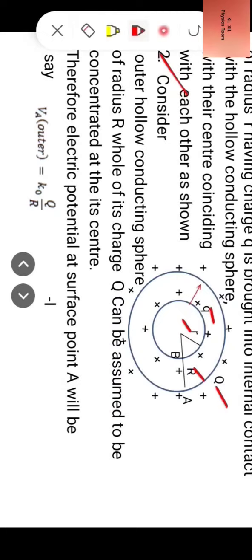Therefore, electric potential at surface point A will be, say, VA outer equal to K naught Q by R. Let us mark it as equation 1. Now VA outer means it is the outer surface of the hollow conducting sphere with radius capital R. Therefore, electric potential at surface point A of the hollow conducting sphere will be VA outer equal to K naught Q by R. So let us mark it as equation 1.